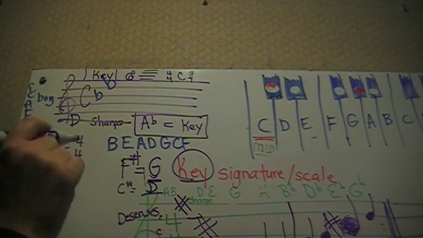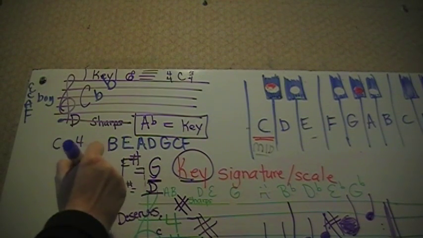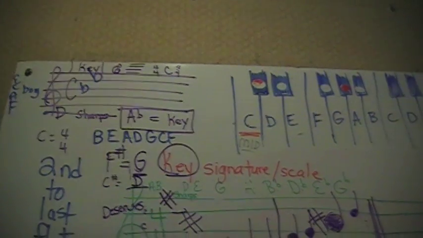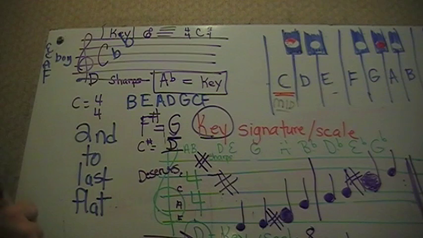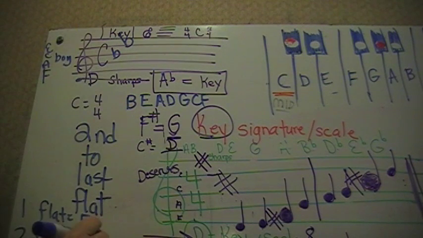Now on a flat, to find the key signature for flats, what you want to do is go back to the second to last flat. Okay? So our second to last flat is B flat. So 2 flats. 1 flat is F. That's not what we want. 2 flats be B flat. Is that what I'm doing? No. Let's add another one.